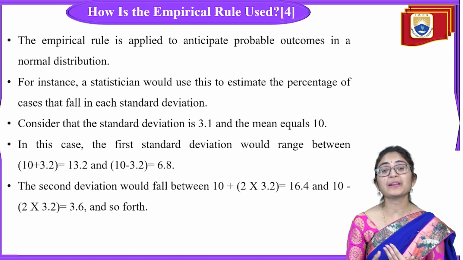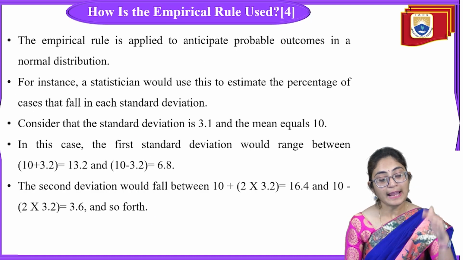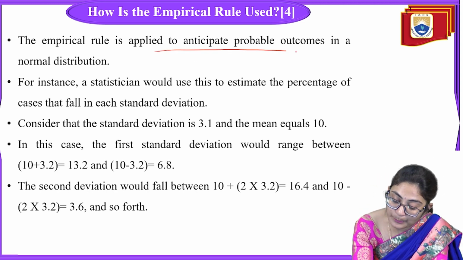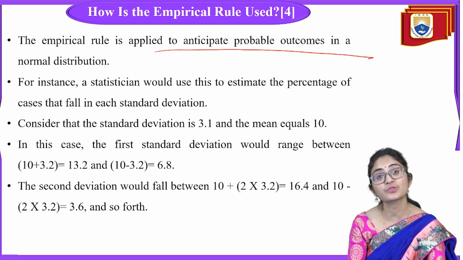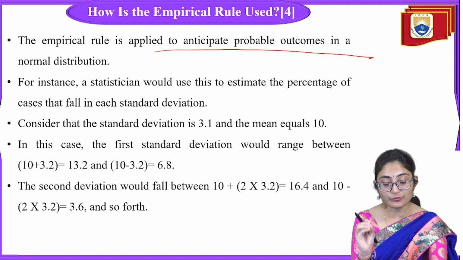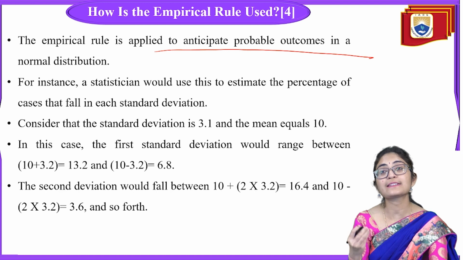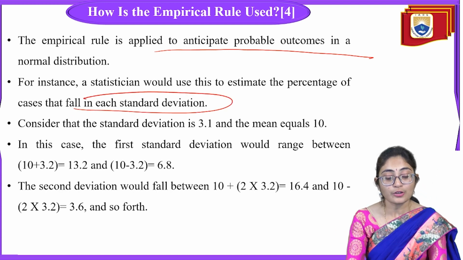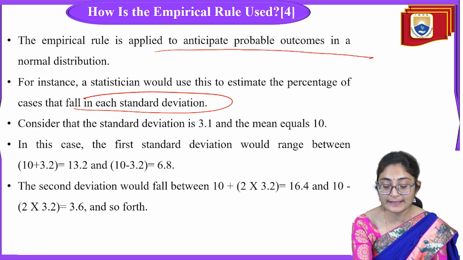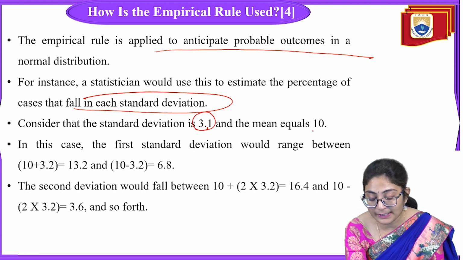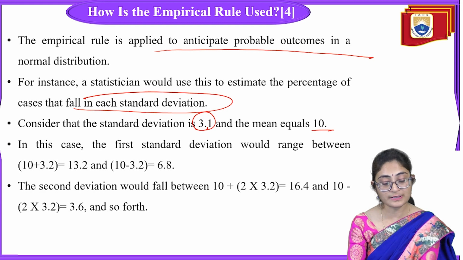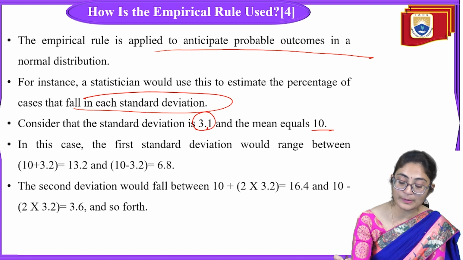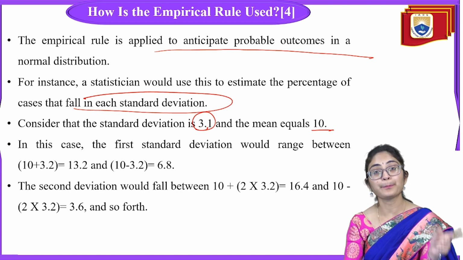Now, how is the empirical rule used? Actually, the empirical rule is used to anticipate the probable outcomes in a normal distribution. A statistician would use it to estimate the percentage of cases that fall in each standard deviation. So consider the standard deviation is 3.1 and the mean is equal to 10. On this basis, we will find out the empirical rule again.